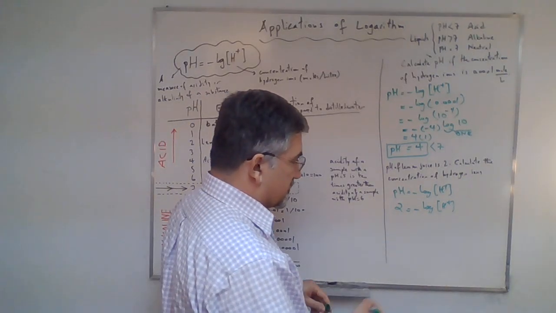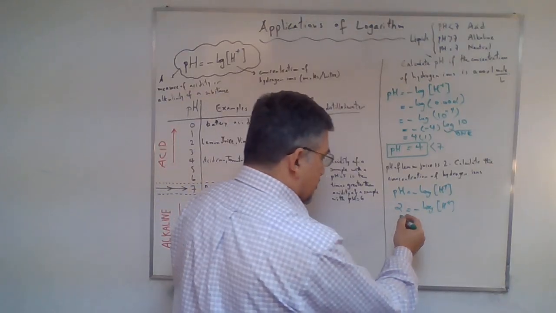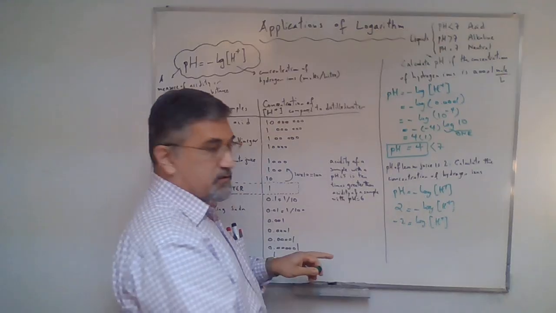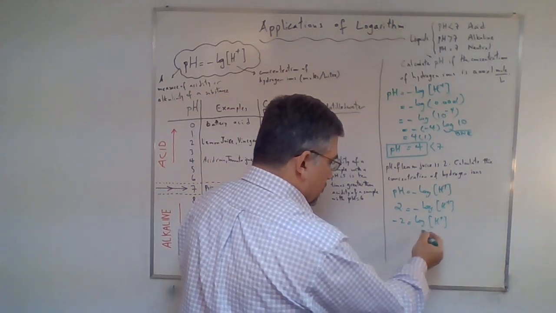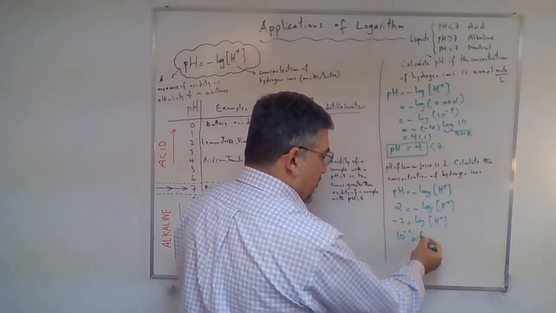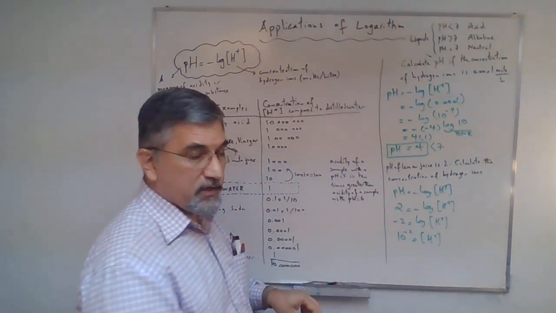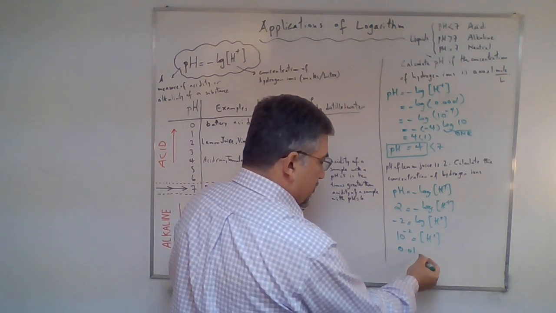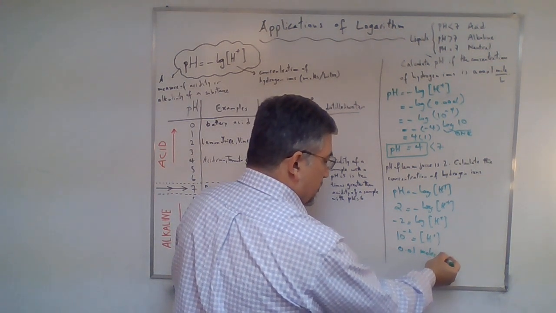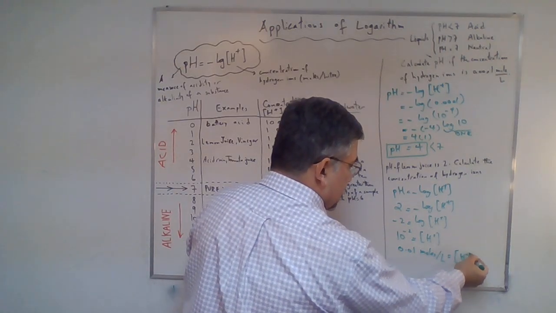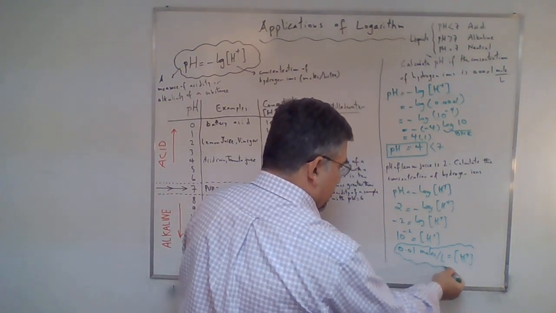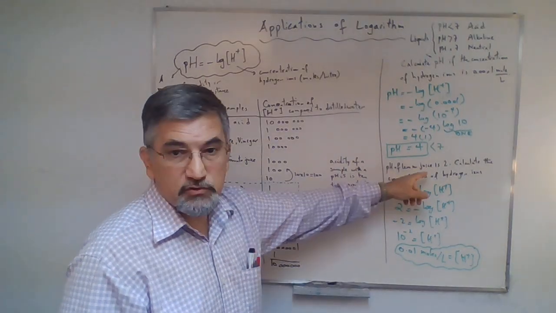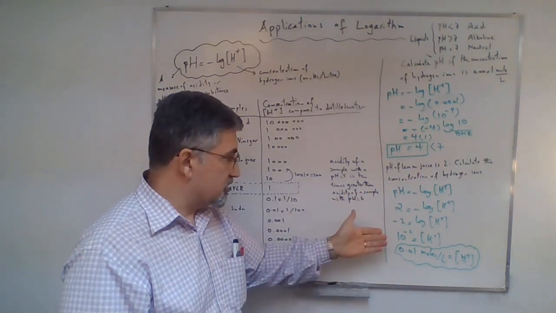And I believe in this case we can multiply both sides by negative 1, so negative 2 equals log of H plus, and then we can apply the definition of logarithm. So the base 10 raised to the exponent of negative 2 would equal the concentration of hydrogen ion, and 10 to the exponent of negative 2 is actually 0.01. So we're going to say moles per liter as the unit of measurement would be the concentration of hydrogen ion in this lemon juice, whose pH number was actually 2.